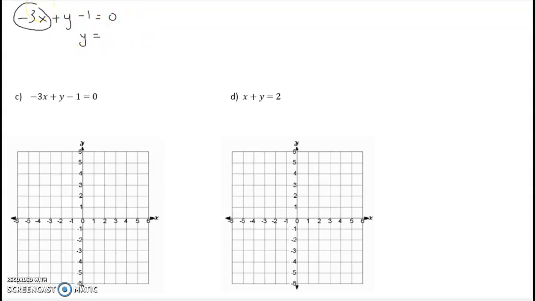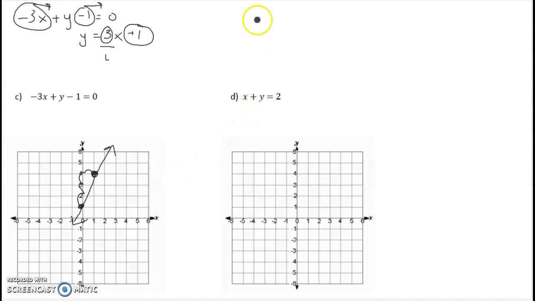So we're going to move this 3 over. Negative 3x is going to turn to a positive 3x. Negative 1 turns to a positive 1. Now this looks easier. Now we have our y-intercept, which is plus 1. So plus 1, put a dot. And then we know our slope is 3 over 1. So we can go up 3, 1, 2, 3, and then over 1. Put a dot. And we can join, awful. There's our line.